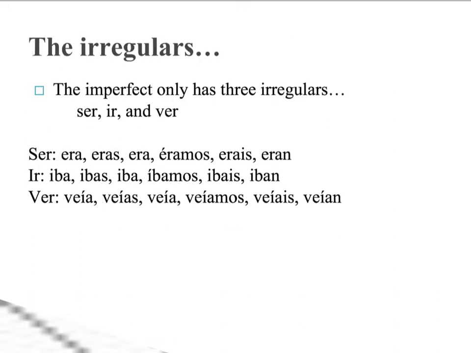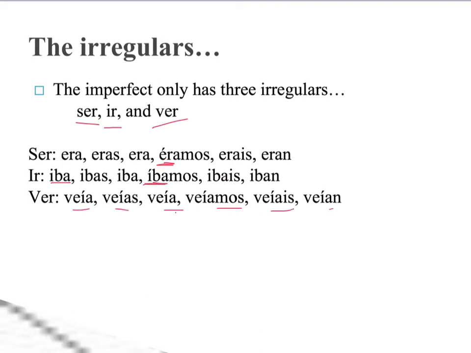The irregulars of the imperfect, there are only three irregulars. That's the good news. Ser, which is almost always irregular, ir, and ver. Ser turns to era, which, as you can see, we have era, eras, era. Notice the accent in éramos, erais, and eran. Ir changes to iba. Again, we have our nosotros with íbamos. And ver, you'll notice, has accents in all the forms.